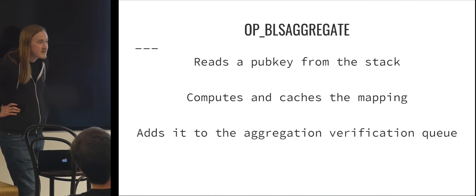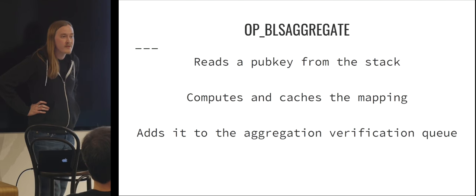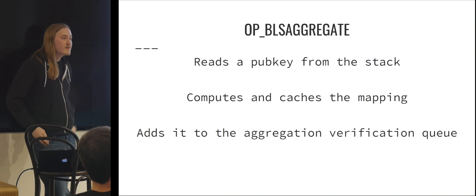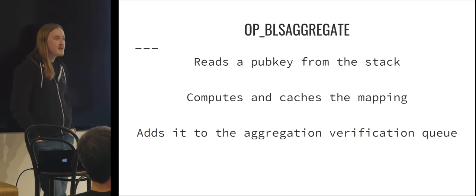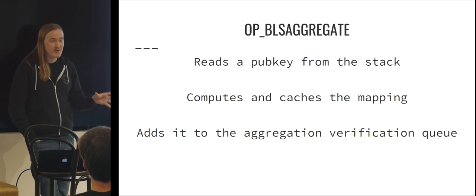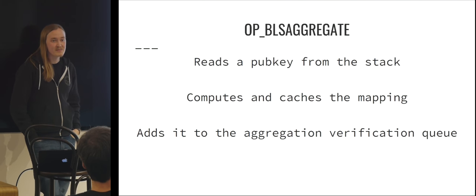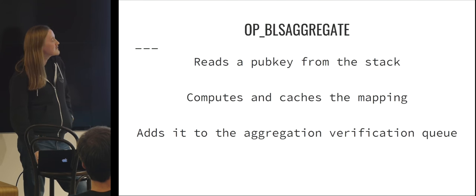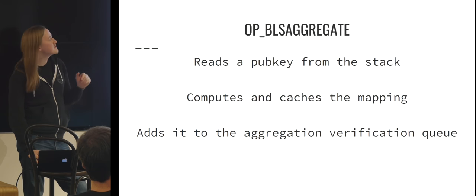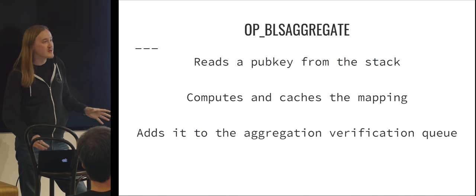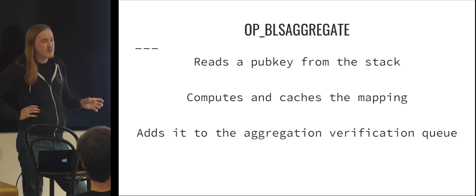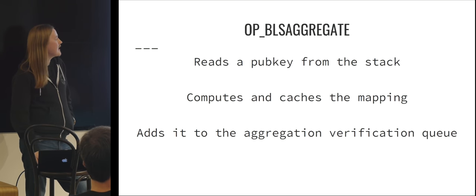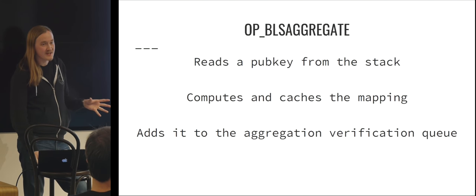Chia is going to use a completely different signature scheme called BLS signatures. These have also been called BLS short sigs. They're based not on elliptic curve cryptography, but on pairings-based cryptography, and I'm going to go through that in a second for anyone who likes math. What we need to know right now is that OpBLS aggregate is going to read a pub key from the stack, compute the pairing of the pub key and the message, which I'll get to in a second, and add it to the aggregation verification queue.